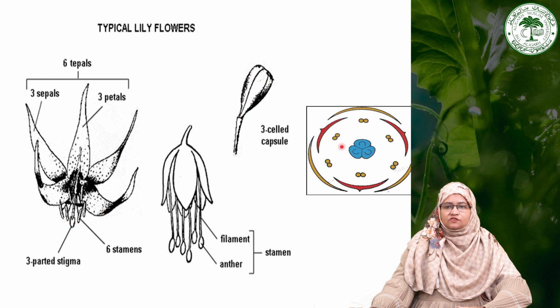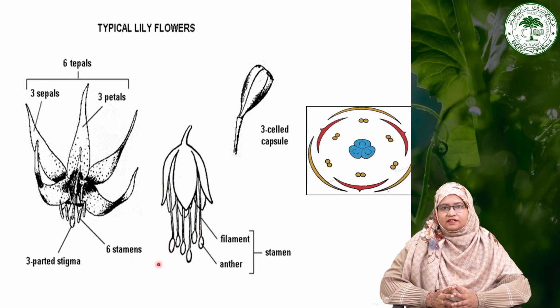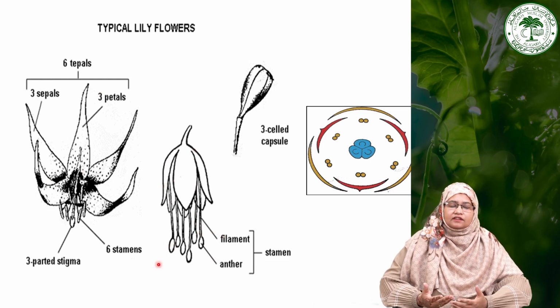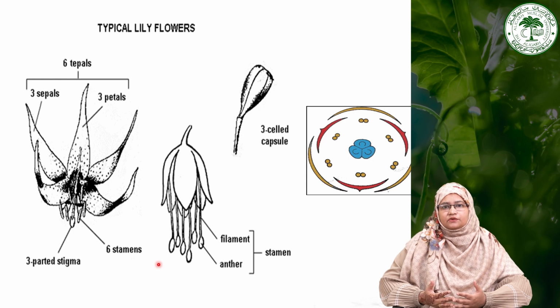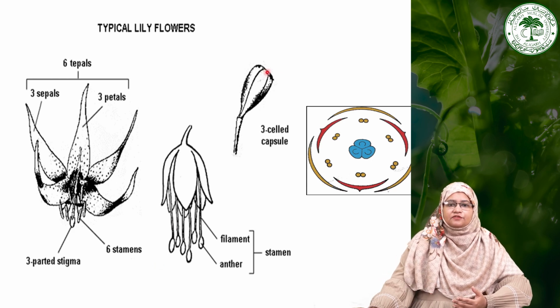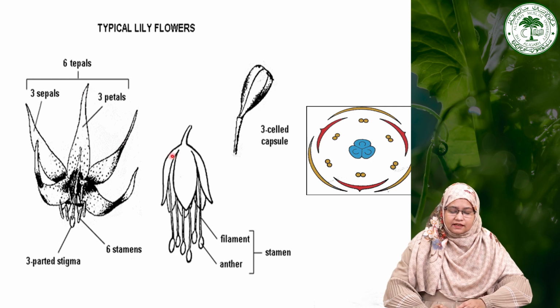You can see here the 3 chambers of the ovary showing the 3-celled capsule structure, with axile placentation. In general it is a typical lily flower, typically a trimerous flower that has all the floral parts in multiples of 3. They have 6 tepals arranged in 2 whorls, 6 stamens also arranged in 2 whorls, a tricarpellary, syncarpous, superior ovary, and a fruit which is a 3-celled capsule. So, it is a typical lily flower representing the characteristics of the family Liliaceae.